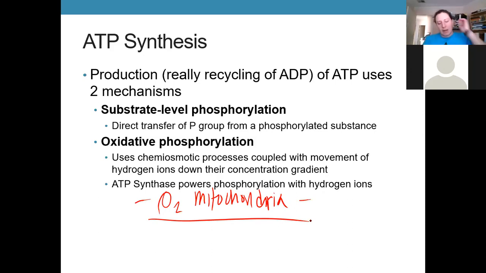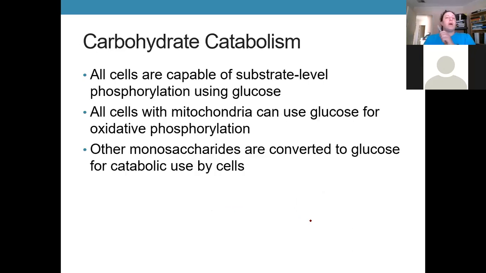So what we want to look at is how we use these fuels, these nutrients that we're absorbing to make ATP, and what we do with them when we don't need to use them for that. So for carbohydrates, if we look at catabolism, or breaking them down in order to get energy out of them, pretty much every cell can use glucose, the main monosaccharide, for substrate level phosphorylation.